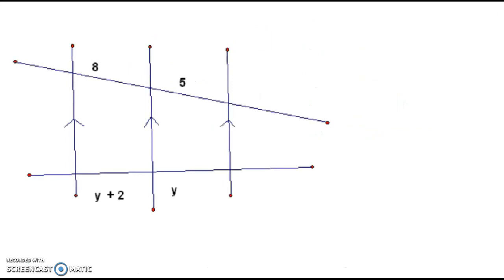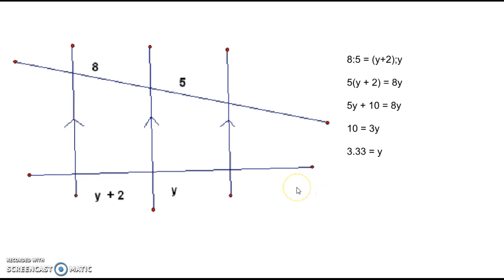Look at this example. Again, notice you have three or more parallel lines cut by 2 transversals, which means that it cuts them off proportionally. So 8 is to 5 as y plus 2 is to y. Cross multiplying, we take 5 times y plus 2 equals 8 times y. We get 5y plus 10 equals 8y. Solving this equation, subtracting the 5y over gives us 10 equals 3y, and thus 3.33 equals y.